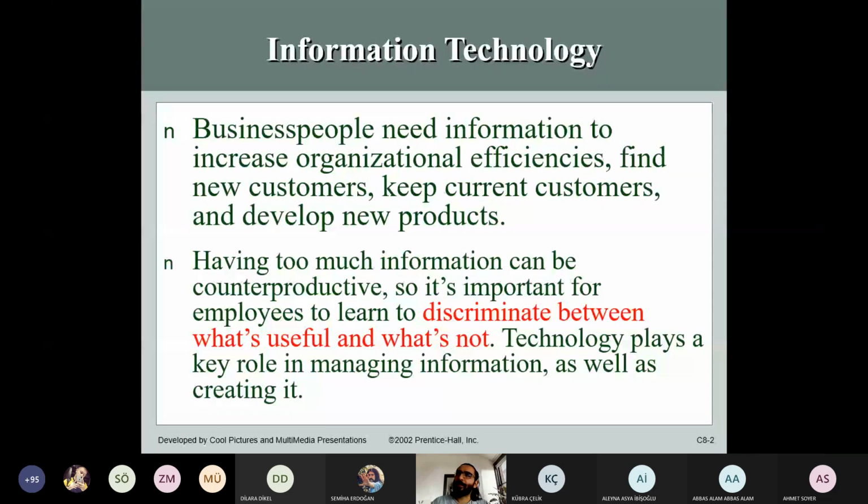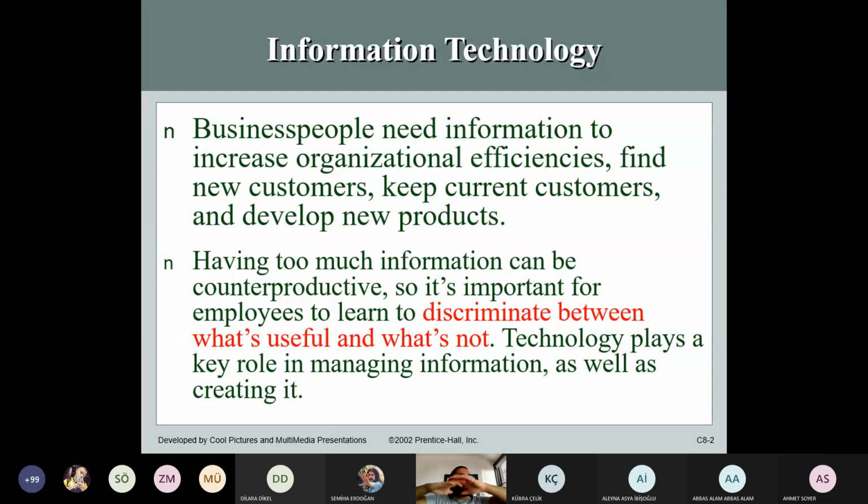So in every aspect of business life, these decisions need to be based on accurate, true information. This requires some ability, some capability to discriminate between what is useful information and what is not useful information. Sometimes because you have so much information outside.